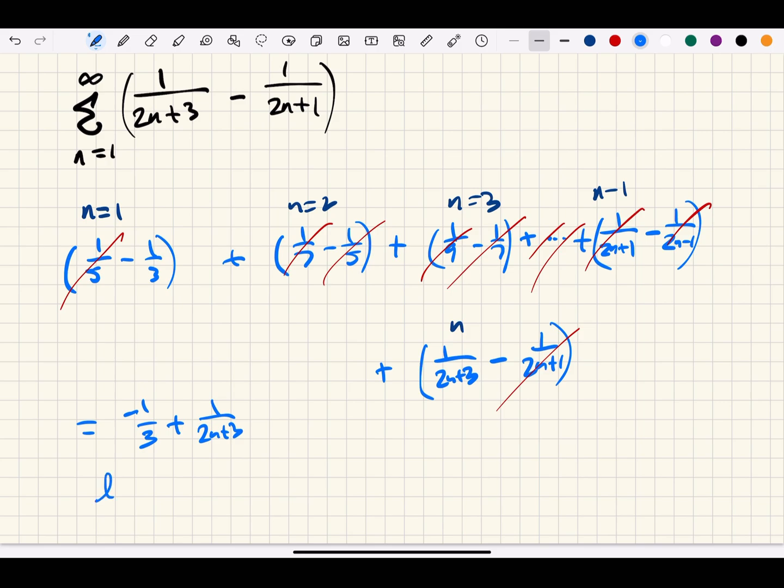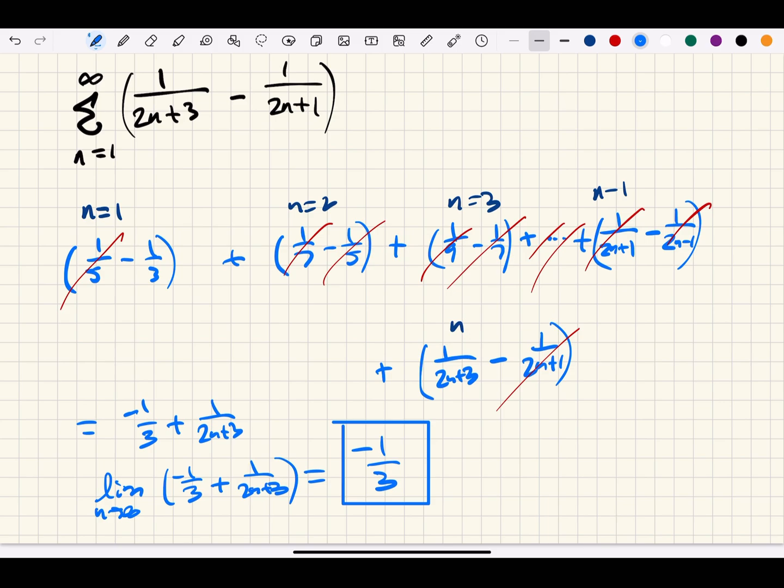Okay, so let's see. What about this limit? The limit as n goes to infinity of minus 1/3 plus 1 over 2n plus 3. Well, that limit is just going to be minus 1/3, isn't it? So here's what you take from this. First of all, it's convergent. But here's the thing. Is this kind of crazy? If you add that up for infinity, forever, and never stop, you're only going to get minus 1/3. You'll get a number. It won't be a theoretical thing. It's a fixed thing. Okay? Any questions about any of that? So that's a technique you might look for.